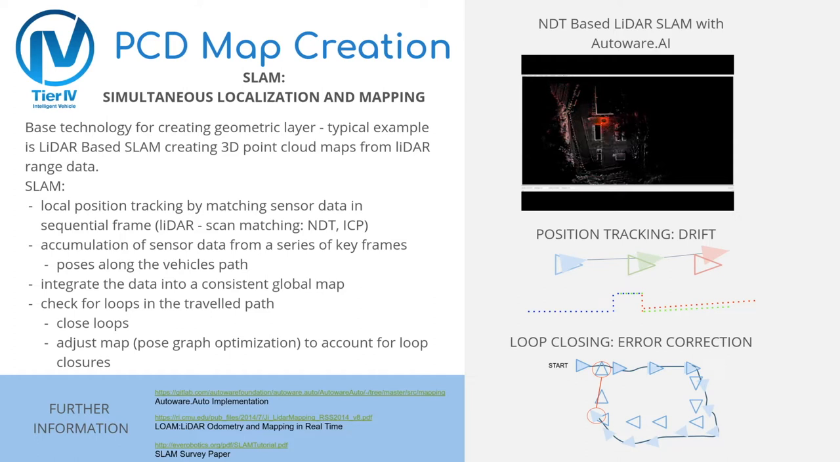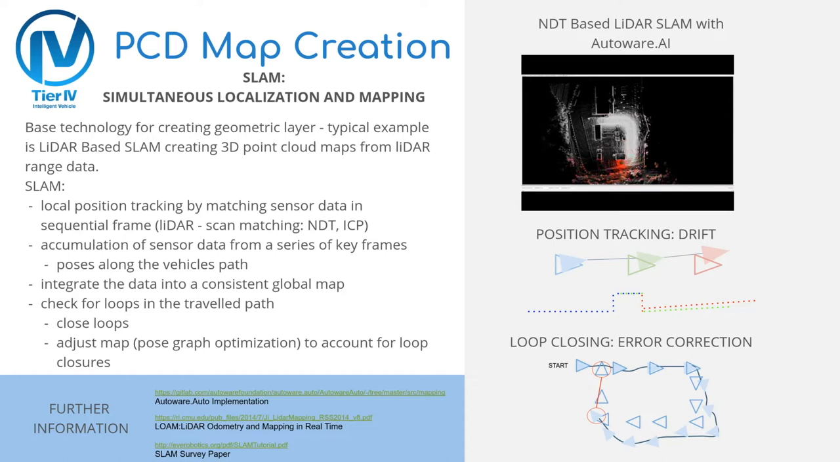This path estimation is subject to drift and accumulation of small errors, as shown in the middle figure on the right. As we move through the environment, we check for loops in the traveled path, areas where we have been before, by matching the current sensor data to the existing map. If we detect a loop closure, we need to correct the error in its estimated position by optimizing the previously estimated vehicle path to minimize that error. Loop closing is illustrated in the bottom right of this figure.